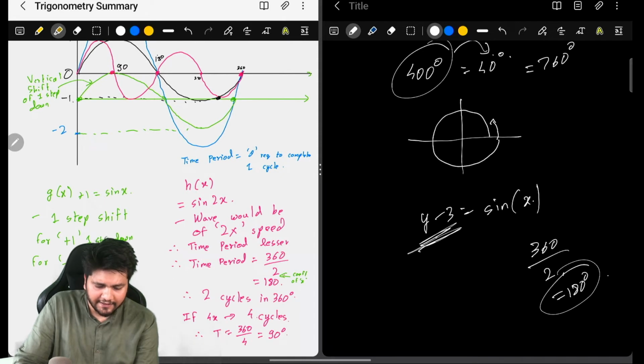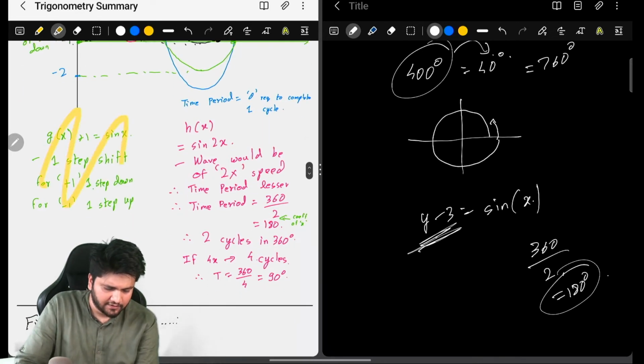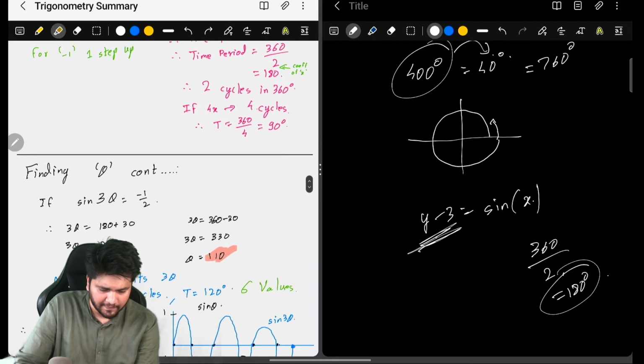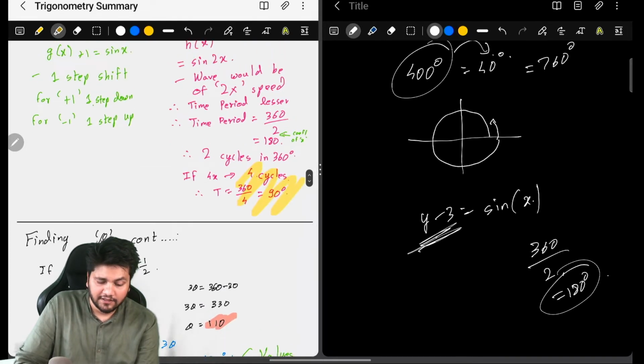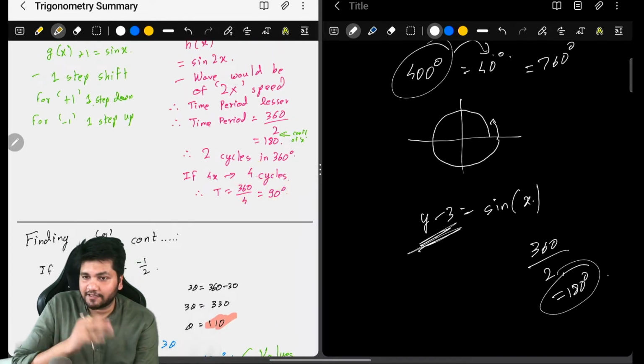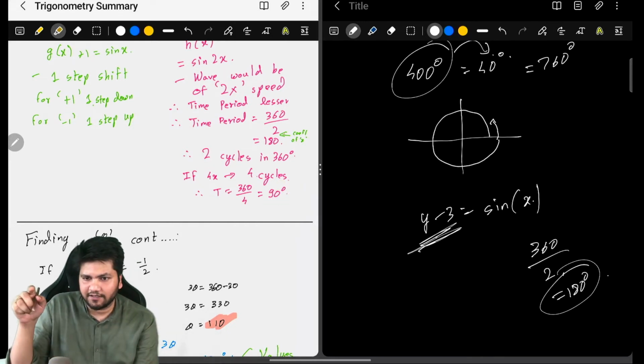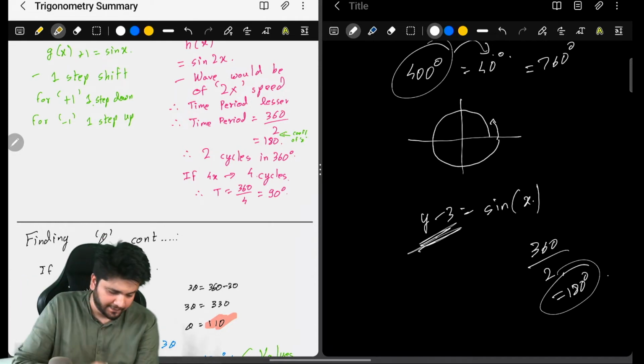Time period is the theta required to complete one cycle, whatever it is. As you can see, I've mentioned one step up, one step down. For 2x, it is twice the speed, all these things have been mentioned. If it is 4x, that means it will take four cycles. So the time period is going to be what? 90 degrees. So instead of just covering one cycle in 360 degrees, it will cover four cycles in 360 degrees, or one cycle in 90 degrees, and then it keeps on repeating.